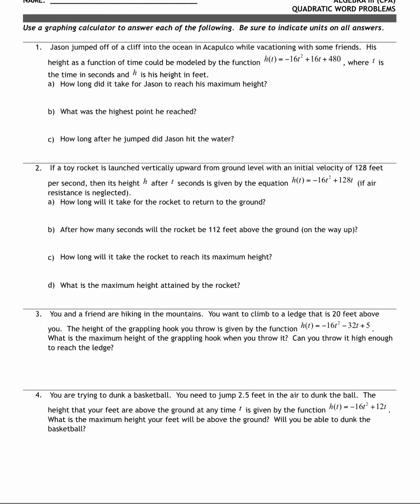Okay, so let's read. You need to jump 2.5 feet in the air to dunk a ball. The height your feet are above the ground at any time t is given by that function. What's the maximum height your feet will be above the ground? Will you be able to dunk the ball? Let me just copy down their equation real quick. Negative 16t squared plus 12t. All right, I think it'll be easier to do it with just a whiteboard.